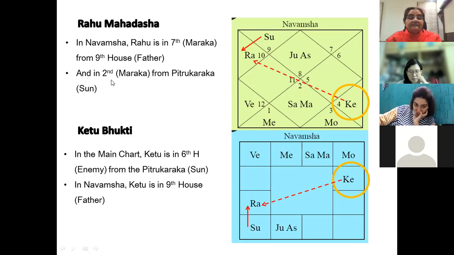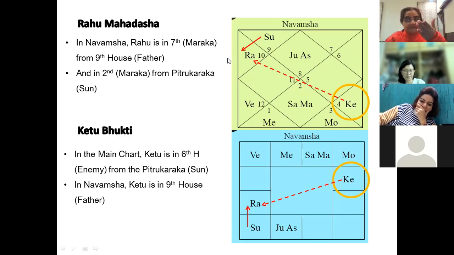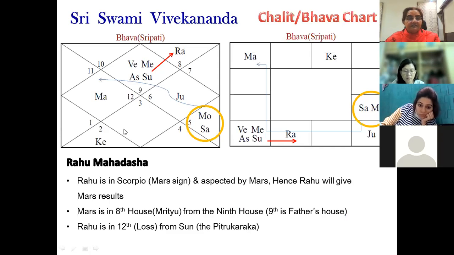And that is again Marka. Pitrakarak means father. The planet which denotes father, that is the sun. From the sun, it is in the 2nd house. Remember, the 2nd is also Marka and the 7th is Marka. But look at the way, we are not looking Lagna-wise. We are looking at the 9th house because we are discussing his father. Now, Ketu Bhukti, main chart, the 6th house. This is Navamsha, not the main chart.